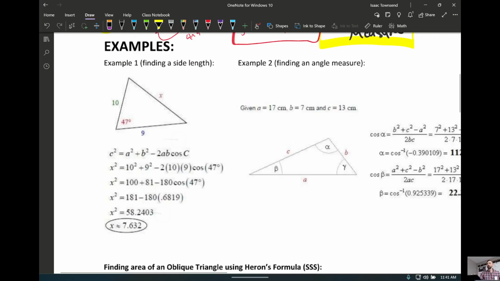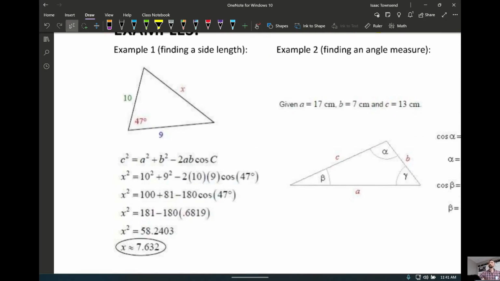Okay, so let's look at a couple of examples here. Example 1, this is just a picture I stole off the internet, but this is somebody using the law of cosines to solve for a side length. So notice they had a side, then an angle, then a side. Side angle side is why law of cosines works. So they wrote down the formula that's at the top of your page. They plugged in the numbers.